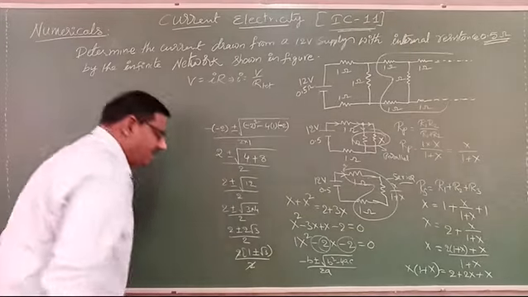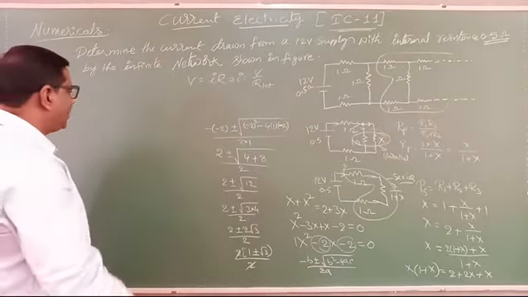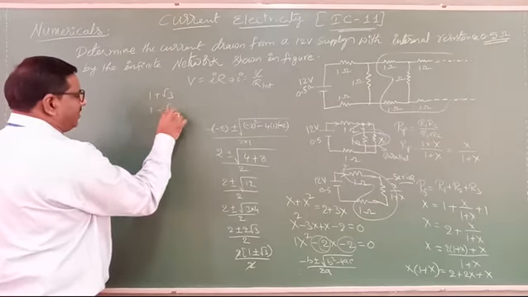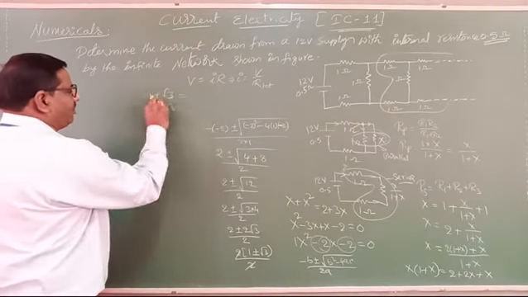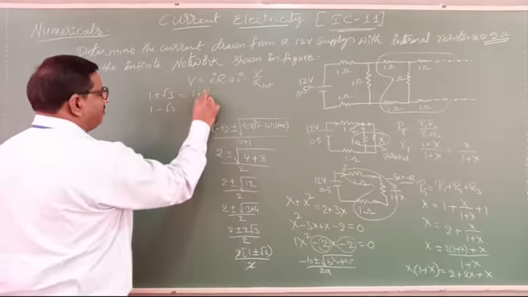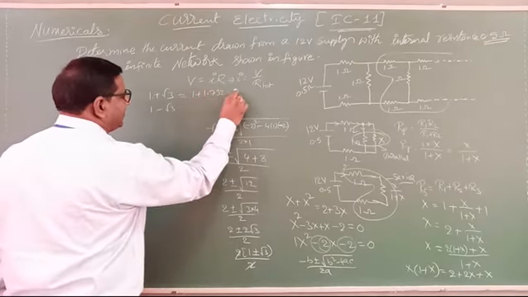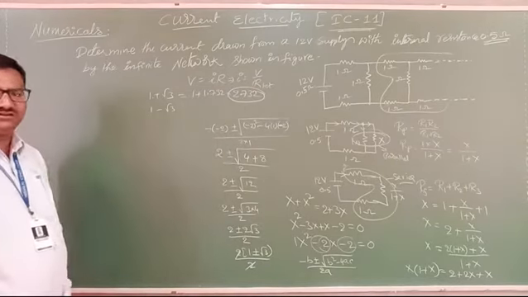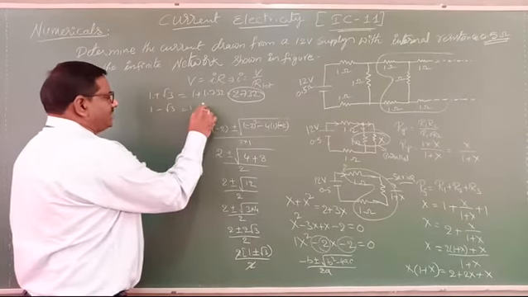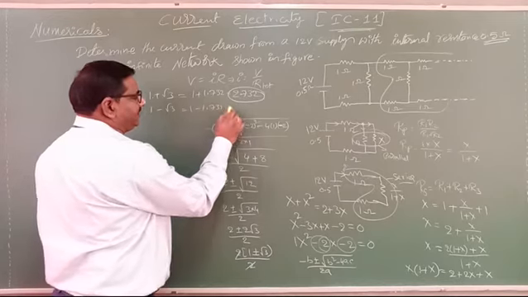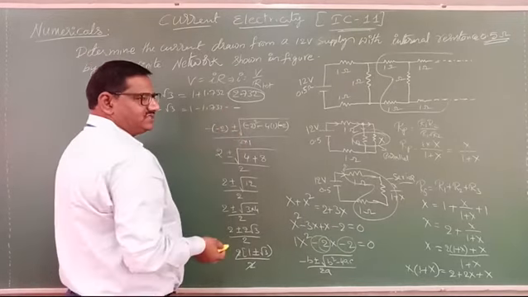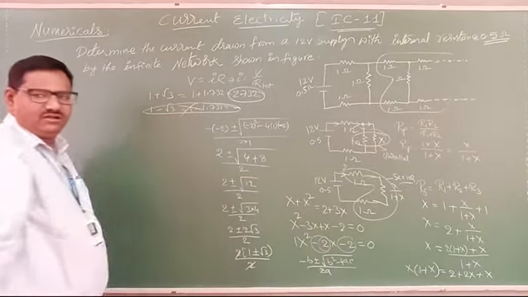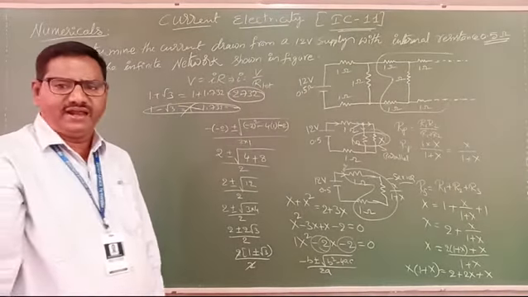2 will get cancelled. So now the roots are, first root is 1 plus root 3 and one more is 1 minus root 3. Here 1 plus root 3 means 1 plus 1.732, that is nothing but 2.732. This is the resistance. Here 1 minus 1.732 will come as a negative. Negative resistance is not there. Say yes or no? So this we can neglect.